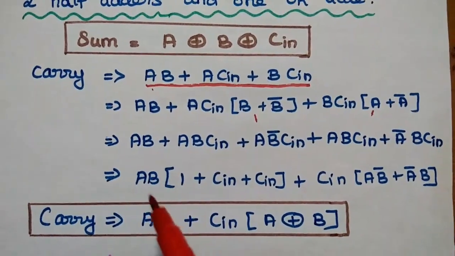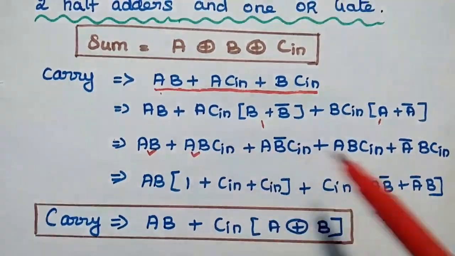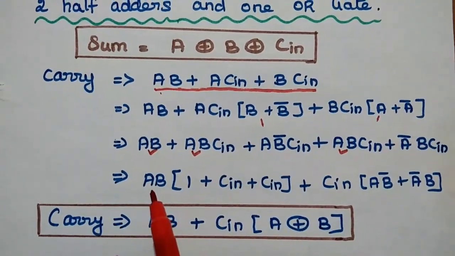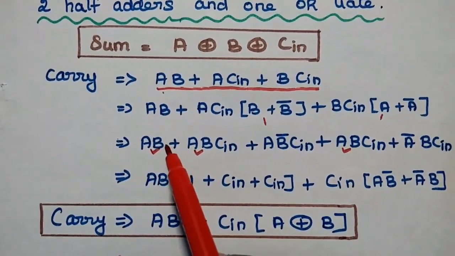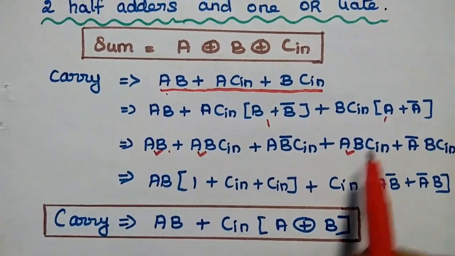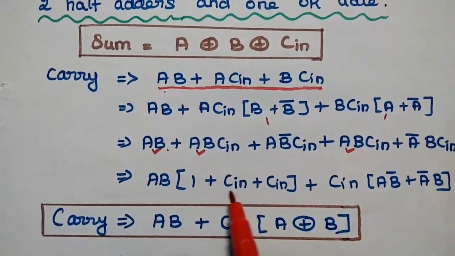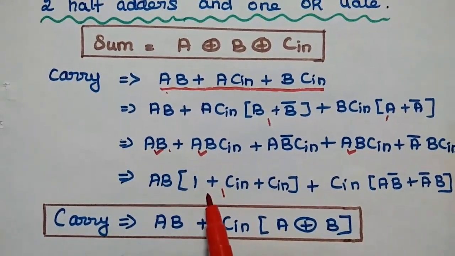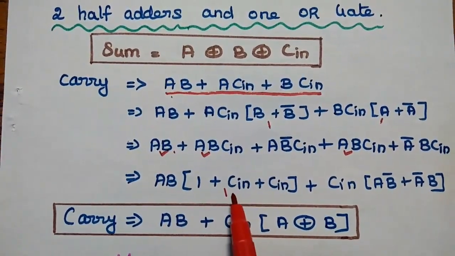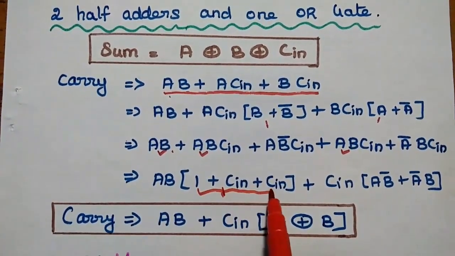In the next step we take the common term. AB is there, here AB is there and here also AB is there. So we can take the common term outside. We obtain AB of 1 plus Cin plus Cin. So 1 plus any bit is equal to 1 always. Correct? That is the Boolean postulate. So this term becomes AB, because this value becomes 1.